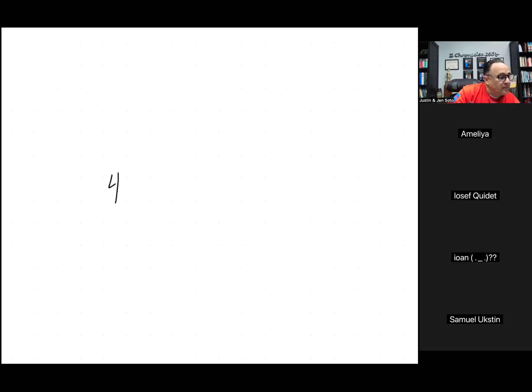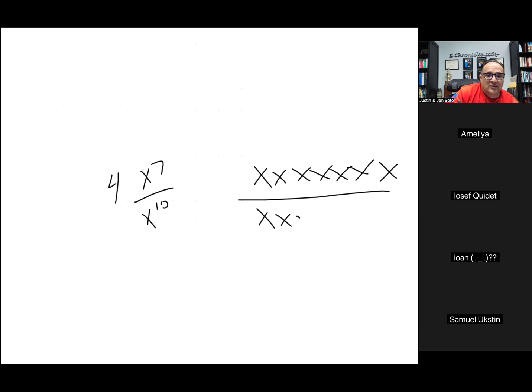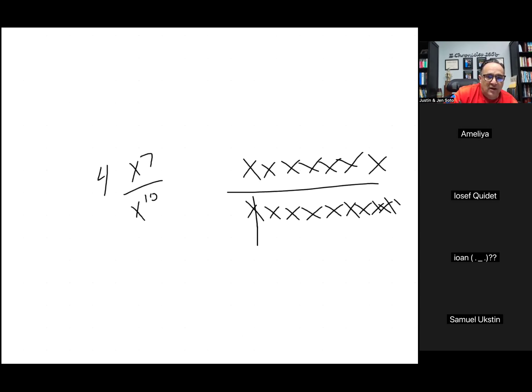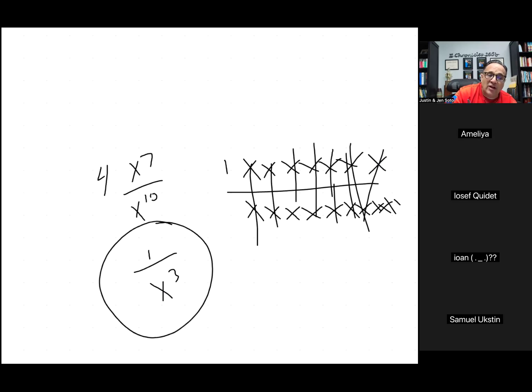You can say x to the 7th over x to the 10th. And you can say x, x, x, x, x, x, x, and then x, x, x, x, x, x, x, x, x, x. 10 of those, I hope. We just cross them out. 1, 2, 3, 4, 5, 6, 7. We have a 1 left over there. That's our numerator 1. We have 1, 2, 3 left over, x to the 3rd. That's our answer for number 4. 1 over x to the 3rd.